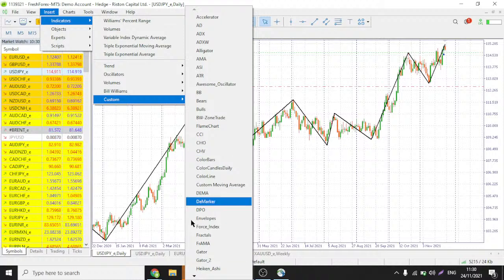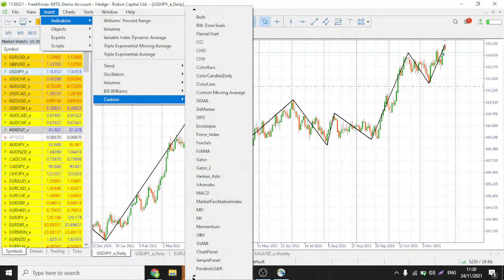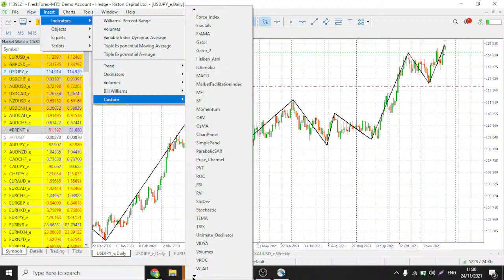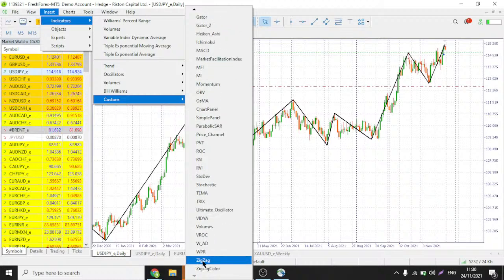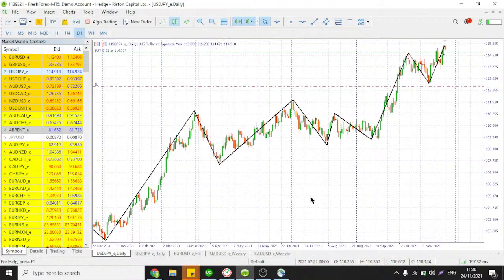The first indicator which I use for trend is the zigzag indicator. We have it here. If you click it, like the one which I already have on the screen, it will show up.